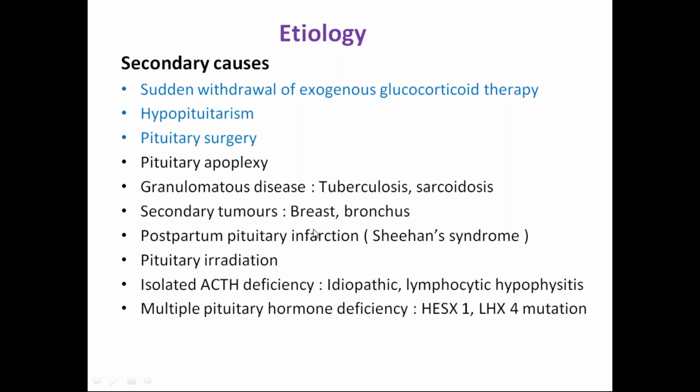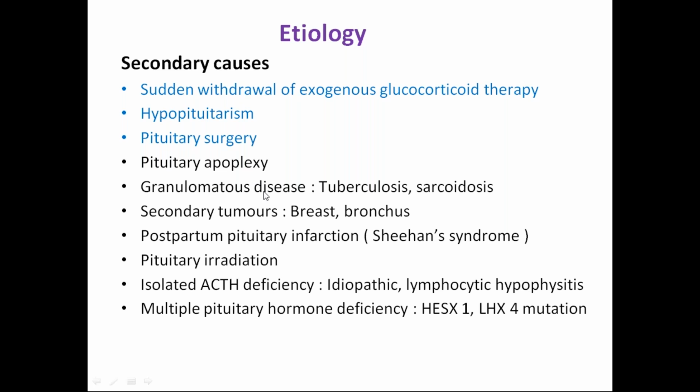Then secondary causes. Secondary causes are not due to a problem in the adrenal; the pathology is in the pituitary. So sudden withdrawal of exogenous steroid therapy, hypopituitarism, pituitary surgery. I told you that for any etiology, differentiate into infection, tumor, autoimmune, infiltration. So infections like tuberculosis, sarcoidosis, tumors such as secondary bronchus tumors with mets. Then pituitary irradiation and multiple pituitary hormone deficiency, HESX1, LHX4 mutation.